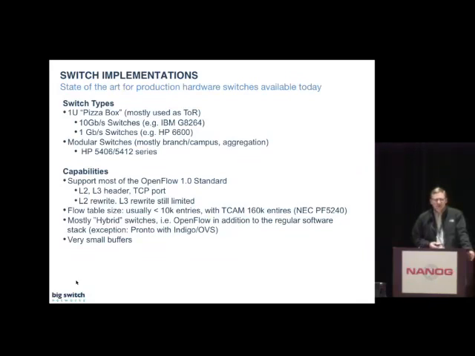The one exception being the NEC switch that has an external TCAM, so it can go up to about 160,000 entries. And all of these switches are hybrid, meaning there's an existing switching stack, a normal software from the vendor, and in addition to that, there's an OpenFlow stack on it. There's one exception, which is the white branded switches sold on the Pronto label, where you can put Open vSwitch or Indigo, so open source implementations, on it. And at that point, you get a pure OpenFlow switch that really has no other way to control the switch. And all of these are switching chips, so they have very small buffers.